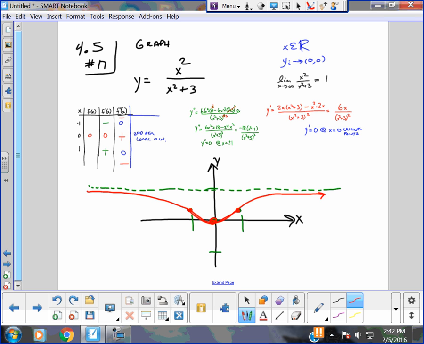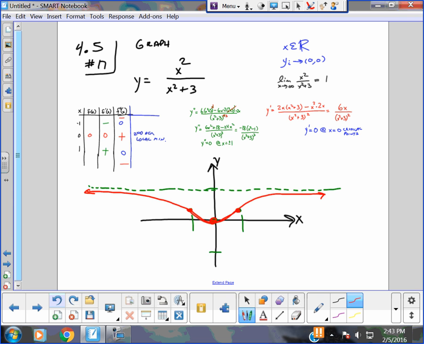Now, first of all, someone should have yelled at me. I didn't need to do the whole thing, because what kind of function was this at the very beginning? Even. It's symmetrical across the y-axis. I only had to do half of this thing. I did the whole thing. I'm dedicated to calculus. But now I've proved it, and that's what this curve looks like. And it makes sense if you think about x squared divided by x squared plus 3. When you get really big, does plus 3 ever matter? Not a bit. And it does something funky by the origin. And there's our curve.